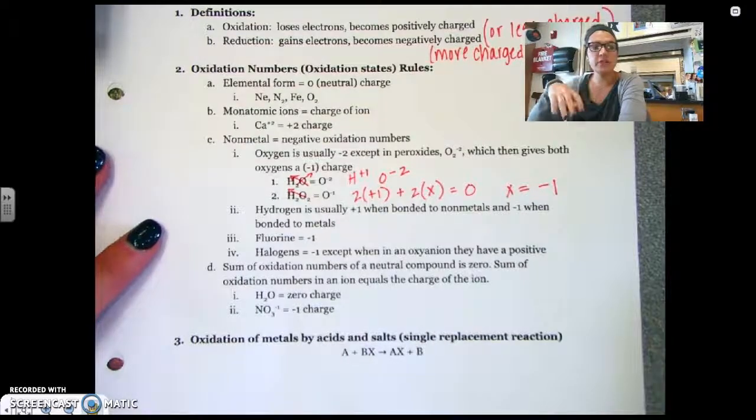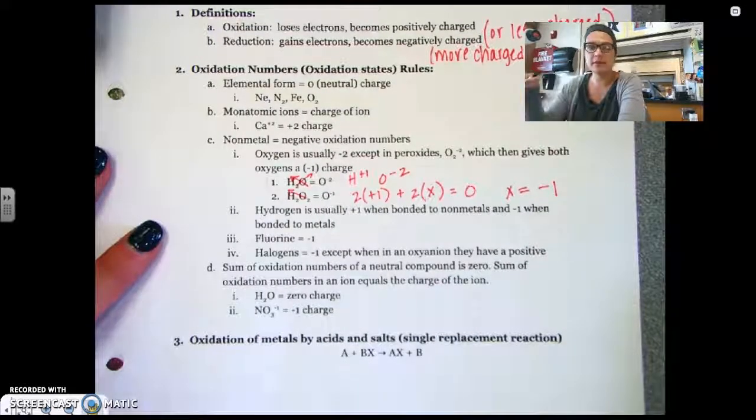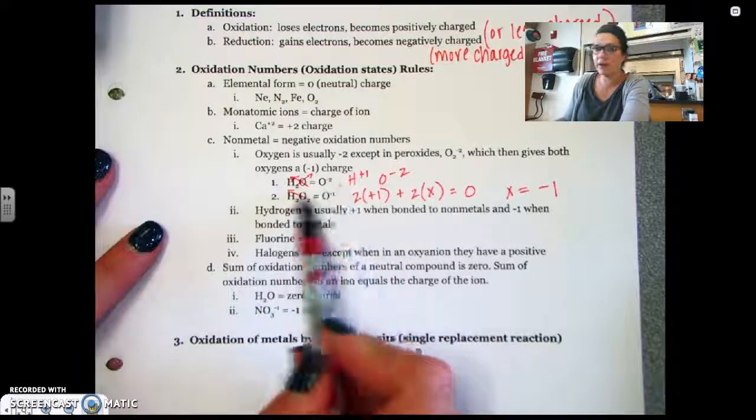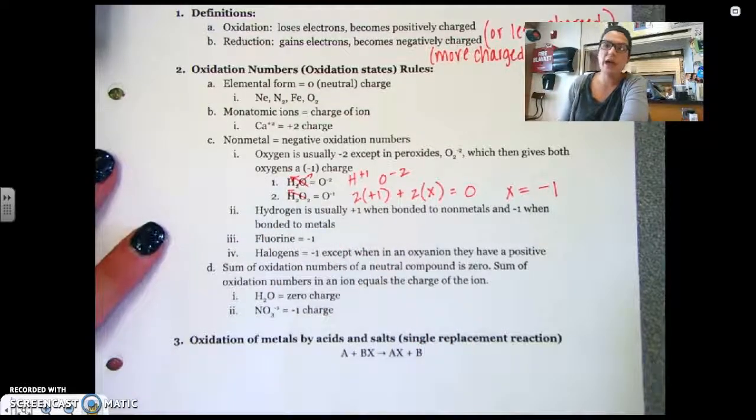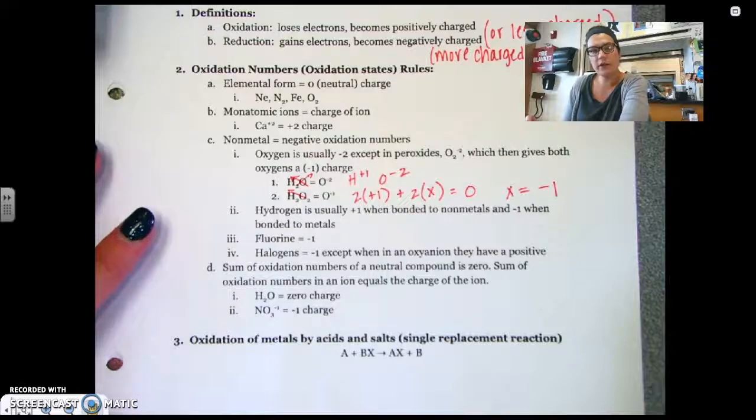Hydrogen is usually a +1 when it's bonded to nonmetals. So here was our example there. Hydrogen is +1 when bonded to nonmetals, and it's going to be -1 when it's bonded to metals. So it acts like a metal when it's bonded to a nonmetal, and it acts like a nonmetal when it's bonded to a metal.